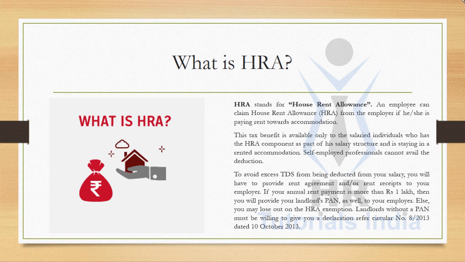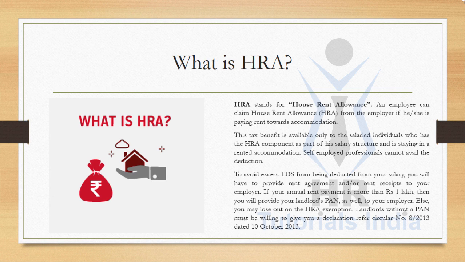To avoid excess TDS from being deducted from your salary, you will have to provide a rent agreement or a rent receipt to your employer. If your annual rent payment is more than 1 lakh, then you will have to provide your landlord's PAN as well to your employer. Else you may lose out on the HRA exemption. Landlords without a PAN must be willing to give you a declaration, reference circular number 8/2013 dated 10th October 2013.